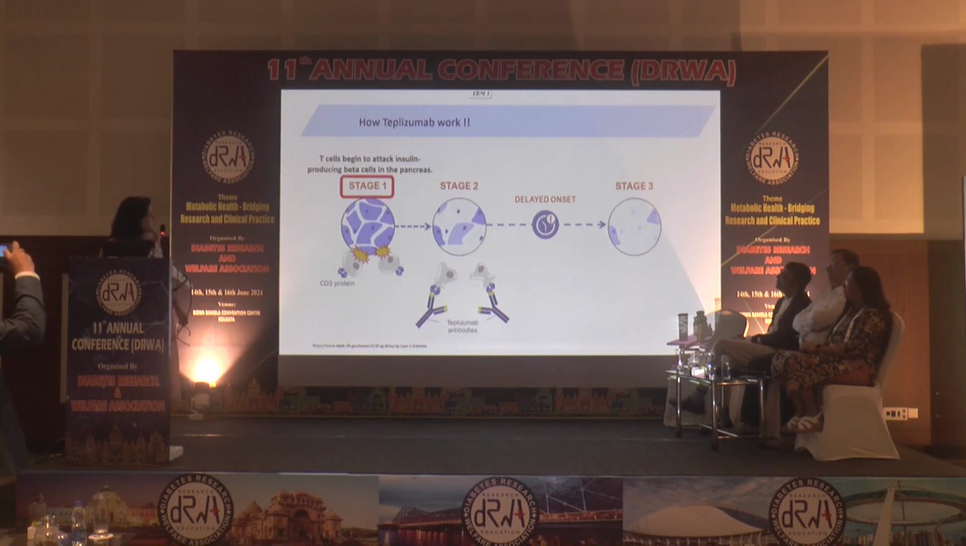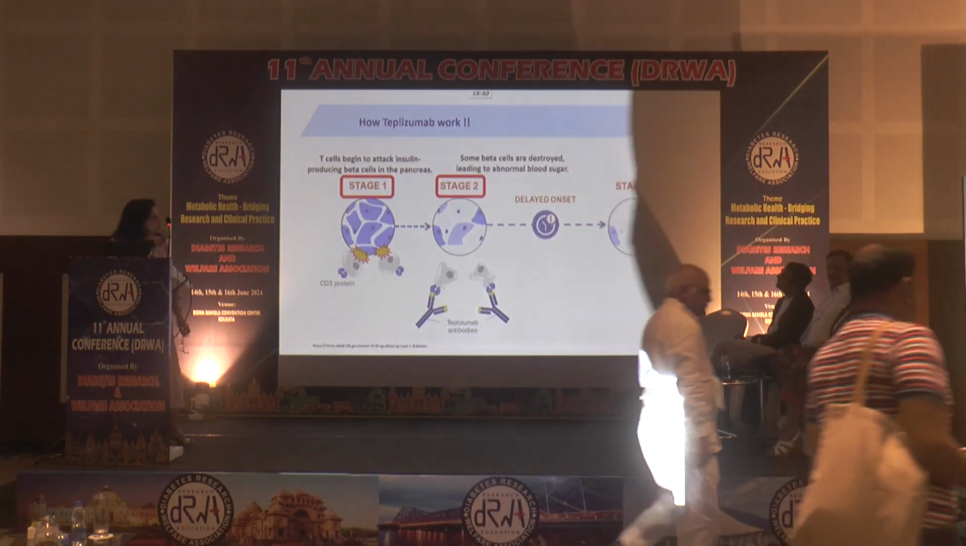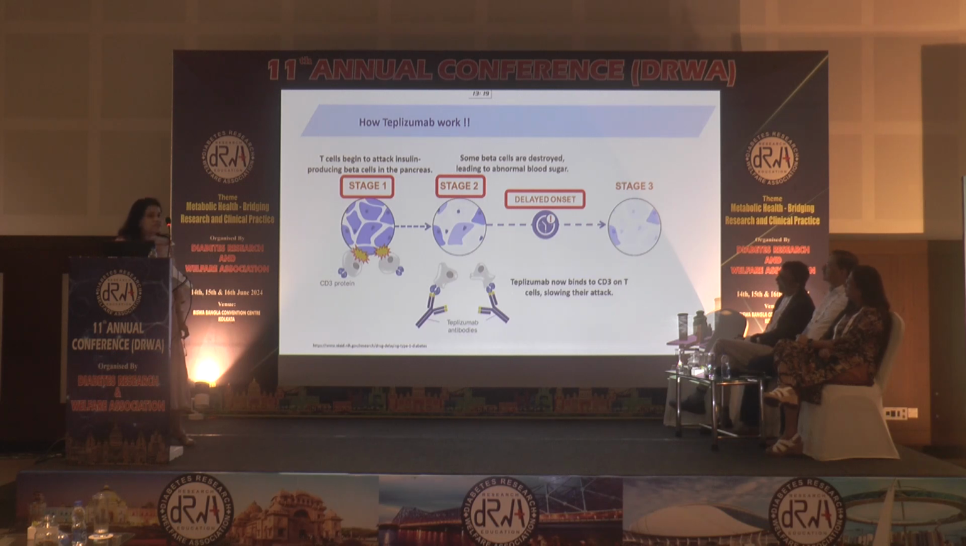Now this is interesting. Stage 1, where the T cells begin to attack insulin producing beta cells in the pancreas. Stage 2, some beta cells are destroyed, leading to dysglycemia. Now we could delay stage 2 to stage 3 by giving teplizumab, because it will bind to the CD3 on the T cells, slowing their attack on the beta cells. So it's as simple as that. You can delay stage 2 going into stage 3 by giving teplizumab.